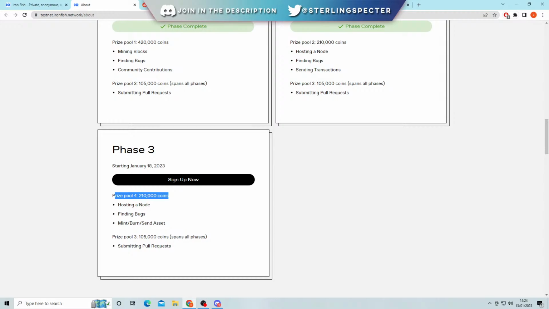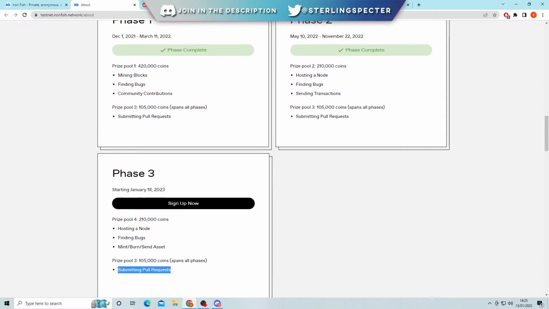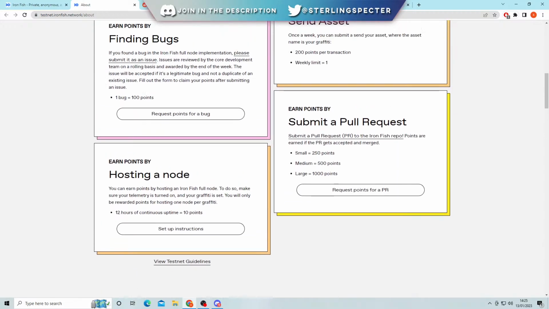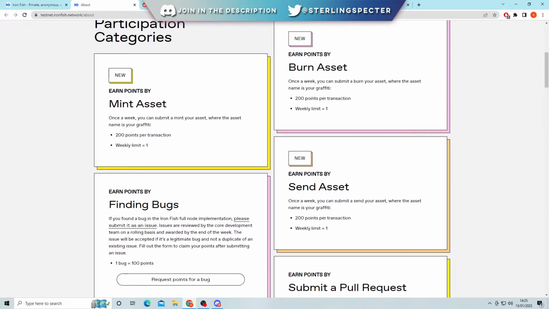And then you can get a hold of these coins and you can convert them when the full mainnet goes ahead. But you can get coins by hosting a node, finding bugs, minting, burning, or sending in assets, or you can submit pull requests. So it spans all the phases if you submit a pull request. So these are the different ways you can earn points. You can actually start mining to earn points.